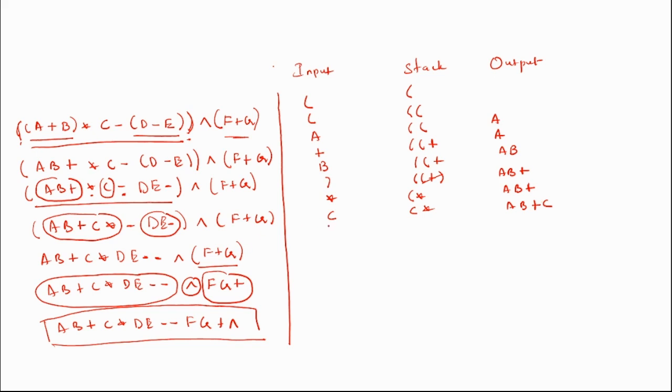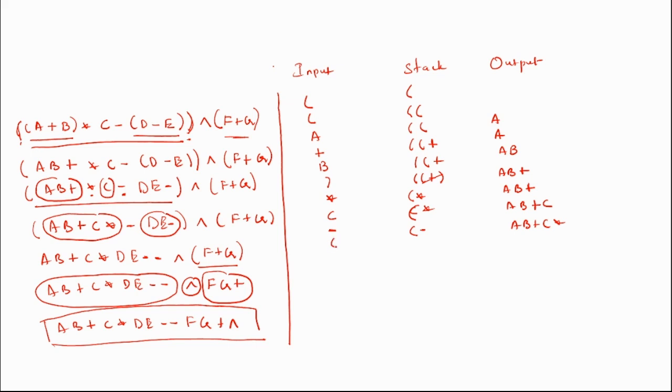Then I have minus. Now, the incoming operator minus has less precedence than the operator in the stack, that is multiplication. Therefore, the multiplication operator will be popped out. Therefore, I'll say A, B plus C star, and I need to push minus into the stack, therefore I will say here minus, correct?